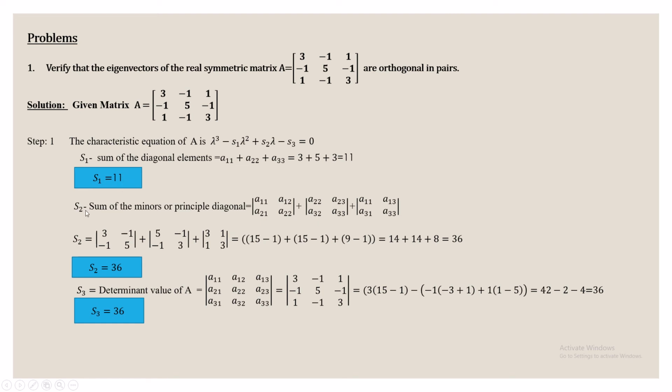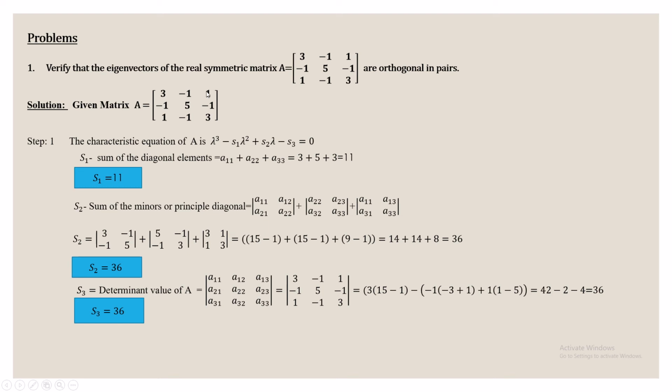S2 is the sum of the minors of the principal diagonal elements. That is nothing but taking the cofactors, that is, the determinants of the minors of the given matrix. How can we solve this now? First, you have to write it.